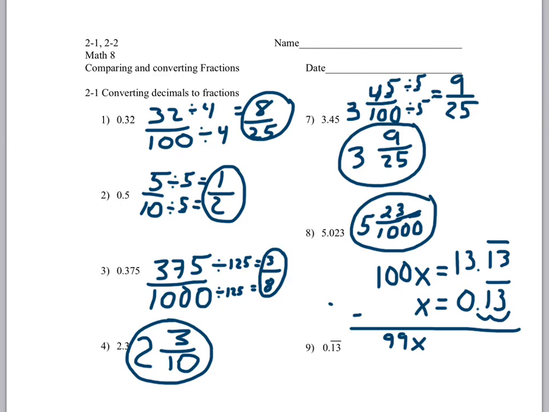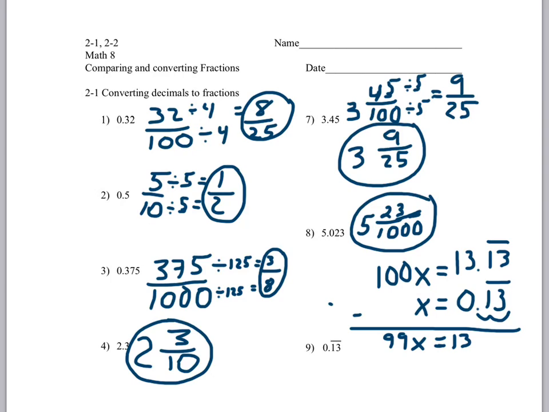All right, and then I'm going to do 13.13131313 repeating minus 0.131313 repeating. In other words, I'm subtracting the 0.13 repeating from the top one, and I'm only left with 13. 0.13 repeating minus 0.13 repeating gives me 0 over here, so I'm just left with 13.